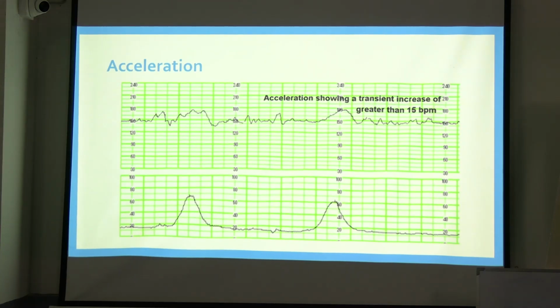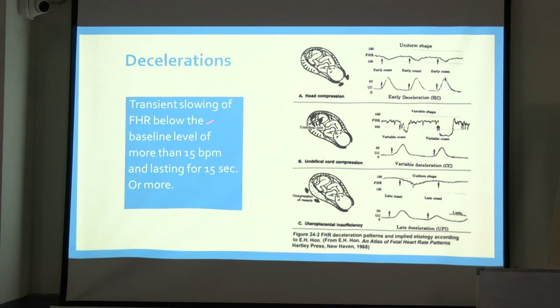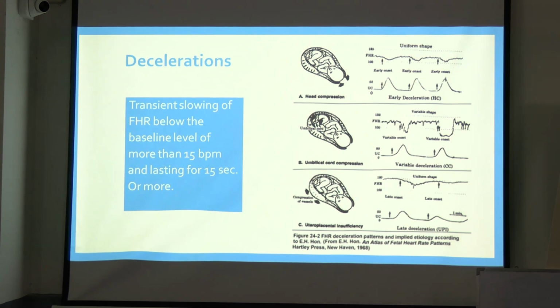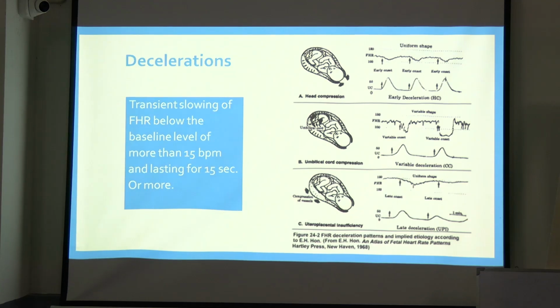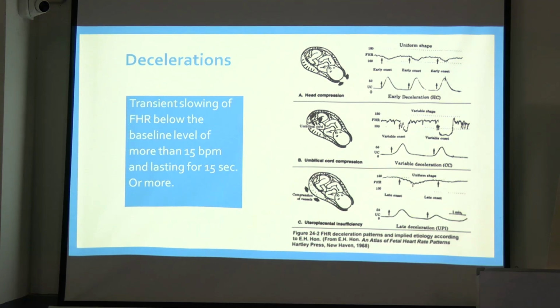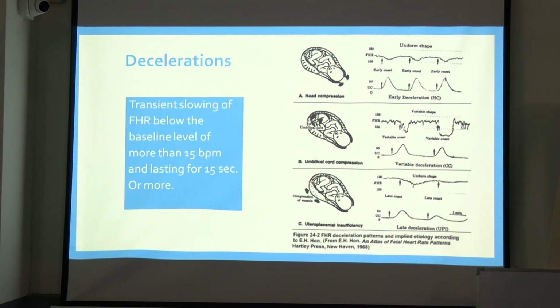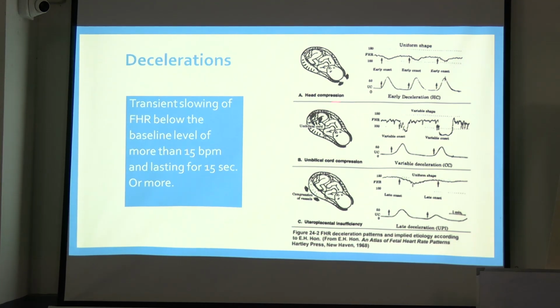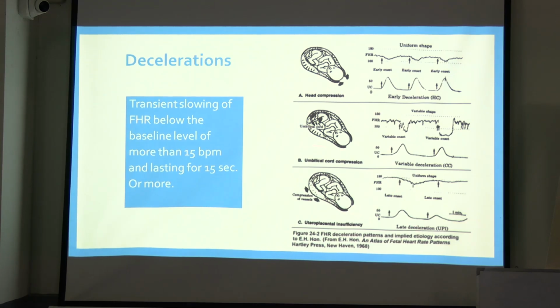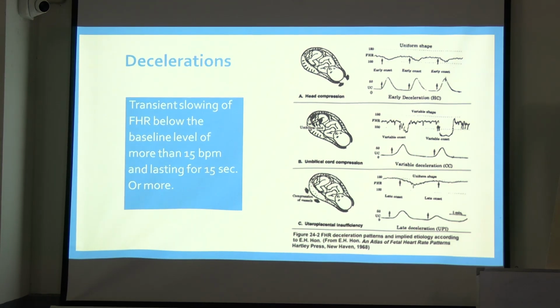This is the acceleration, already told you. Now coming to the main important finding, decelerations. Okay. So there are 3 types of deceleration you need to know: early deceleration, variable deceleration, late deceleration. Okay. Early deceleration occurs in head compression. Variable deceleration occurs in umbilical cord compression.